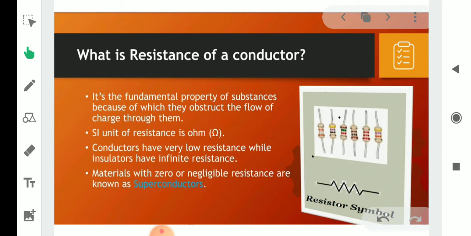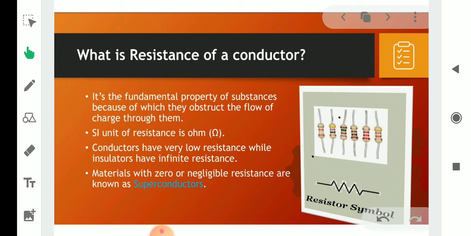Now let us sum up, that is, what is the resistance of a conductor. You can see how the resistor is denoted by a symbol, which I explained in the last class in the electric circuit components. This is the resistor symbol. So you can see the resistor here. These resistors are used in an electric circuit. You can see them on the board of a TV, or in mobiles also. Inside the electric board, these resistors are used.